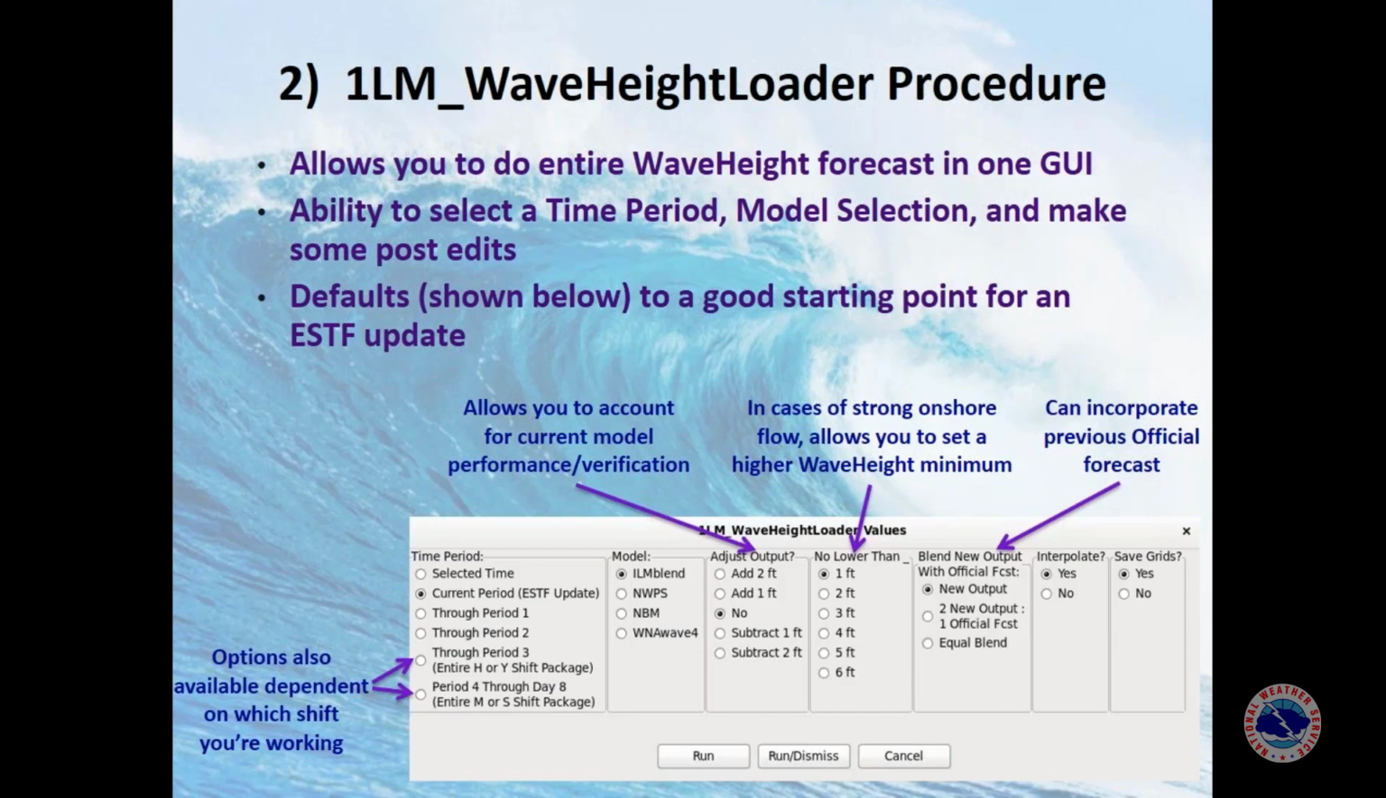You can choose your model. Also, you can adjust the output. So say you have wave heights that you don't think are getting close enough to the coast or they're not high enough. You could just add 1 foot simply there for your selected time range. And then in addition to that, if you think, say your 3-foot waves are making it all the way to the coast, but you don't like how you have a lot of 1 to 2 foot pixels right at the coast, you could just simply do no lower than 3 feet there.